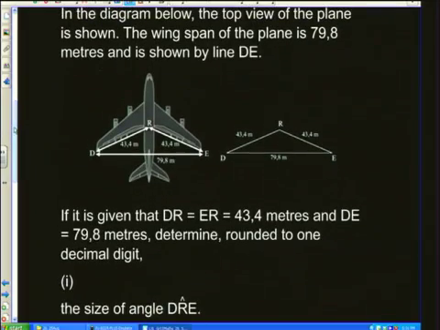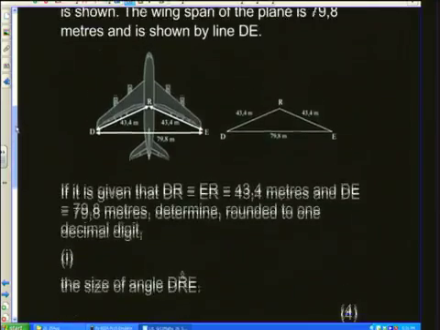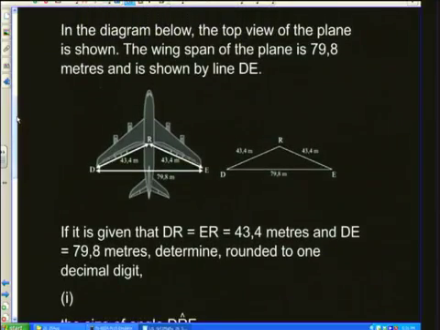And it's given that the length from the middle of the plane to the tip of the wing is 43,4 meters, and DE, we've already got that. Determine, round it off to one decimal place, the size of angle DRE. So we can actually take the real model, and we can create lines and angles to show what that model looks like mathematically. And so we would like to find out what is the size of that angle.